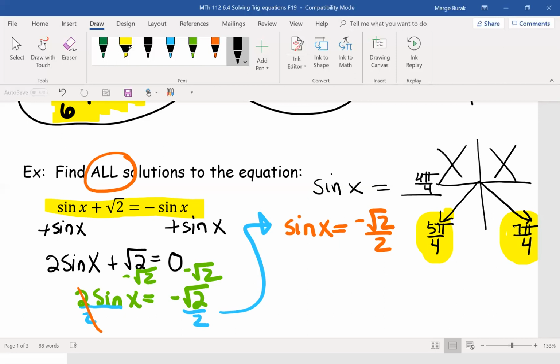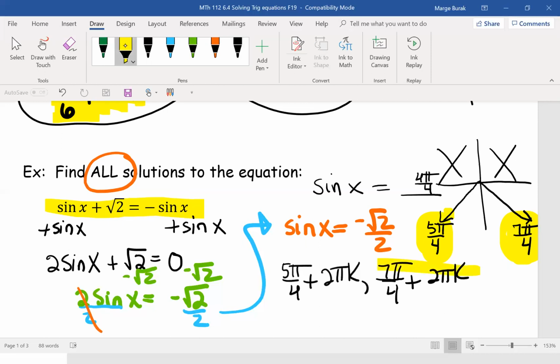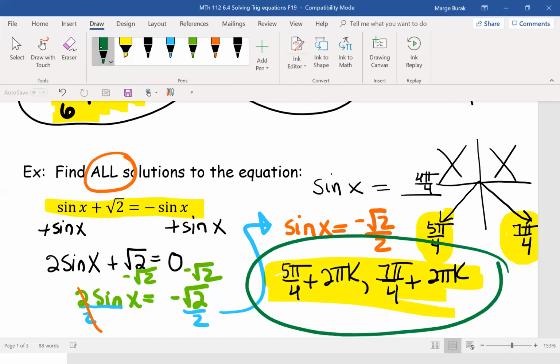But I also want all of the coterminal angles. So I'm going to take 5 pi over 4 plus 2 pi k, and I'm going to take 7 pi over 4 plus 2 pi k, and that is what gives me all of my answers to the equation. So I would say my answer is right there. And I could check this by graphing, and you can always check it by graphing.